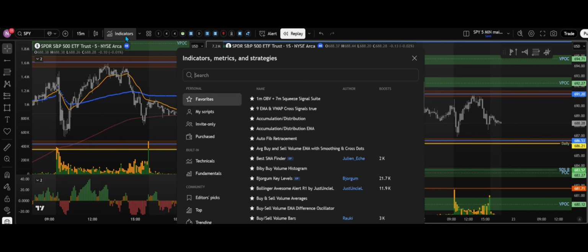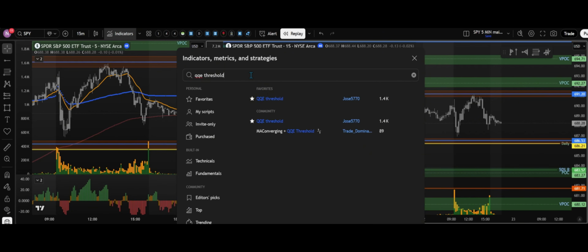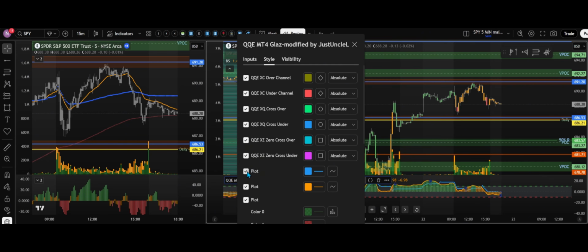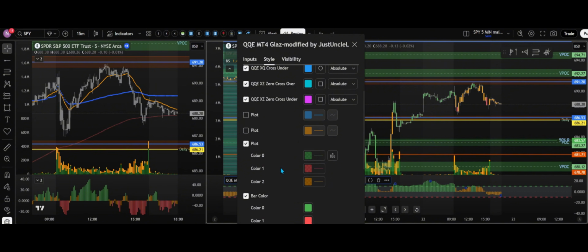So if we go over, I'll show you guys how I set this up. You want to go over and type in QQE threshold in your TradingView scripts indicators tab. It's going to be this one that I used by Jose. Really not known too much, only 1.4K downloads of this one. So when you click on it, initially it'll pop up looking kind of crazy like this. I just want to filter just for this histogram. So I'm going to go ahead and go to settings. I'm going to turn this plot off, this plot off. I'm going to turn off the... Nope, that's the one I need.